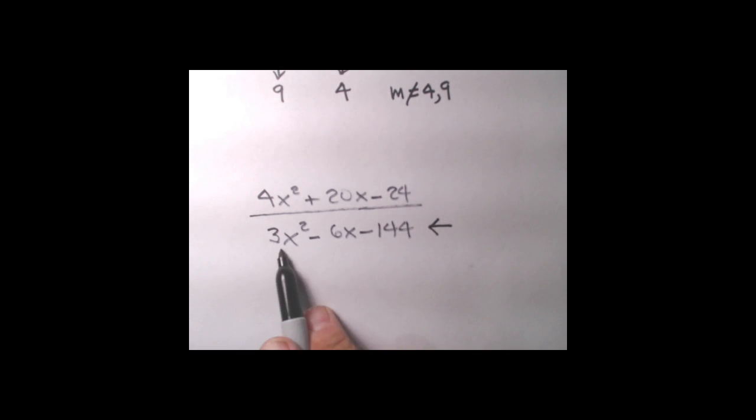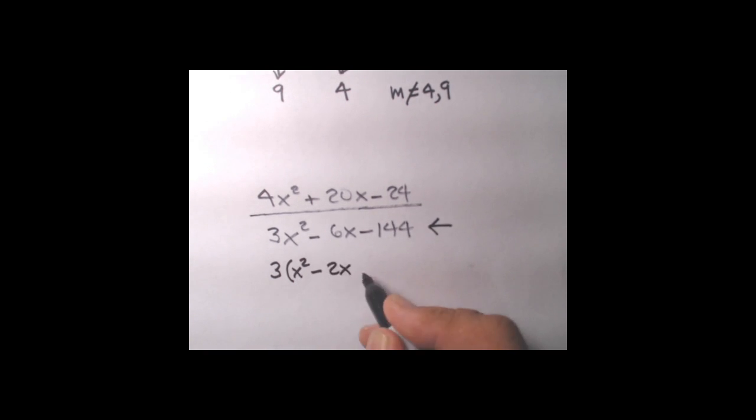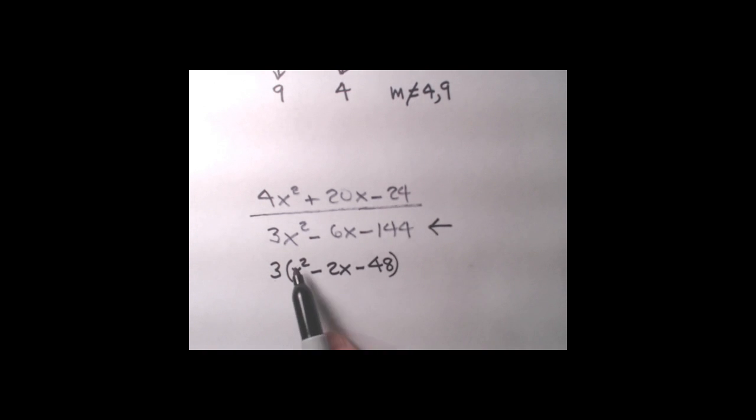The first thing to notice here is that there's a common 3 that we can factor out. If I factor 3 out of 3x squared, I get x squared. Factor a 3 out of minus 6x, I get minus 2x. Factor a 3 out of 144, I think that's 48, so minus 48. Okay, let's double check. 3 times x squared is 3x squared. 3 times negative 2x is negative 6x. 3 times minus 48, let's see, 120 and 24, that's 144. Yes, that's correct.